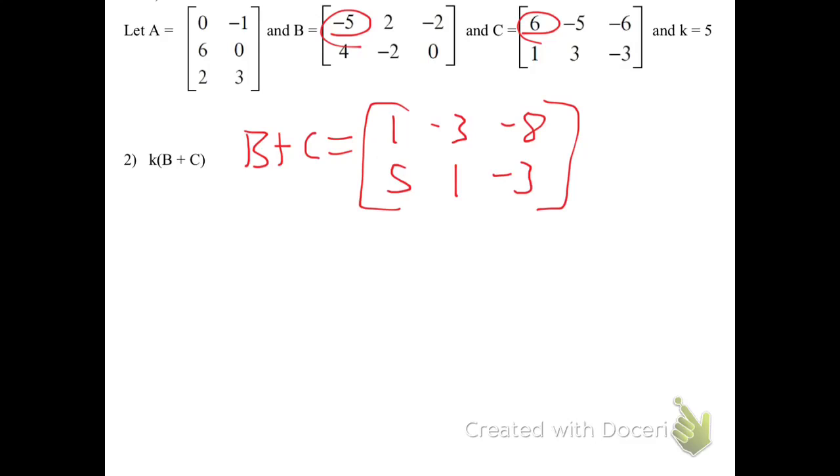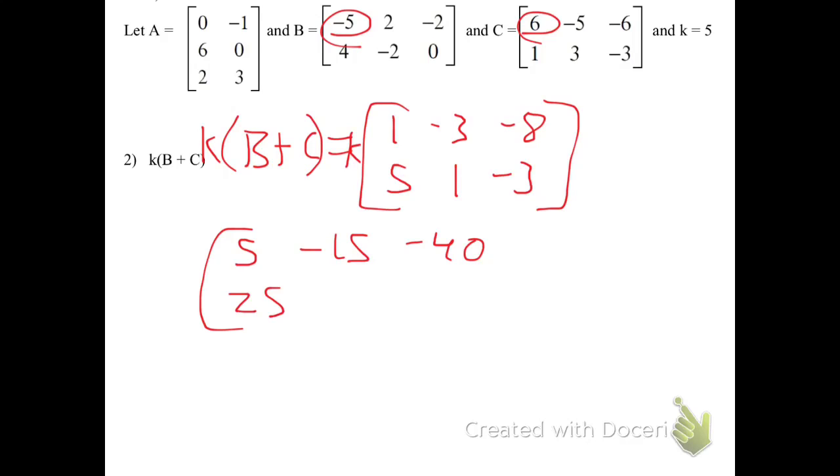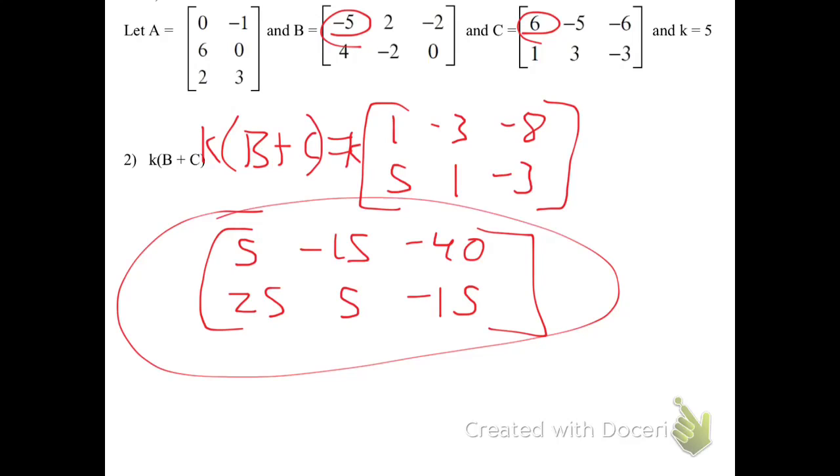So you gotta do K times B plus C. So you gotta do K times that. K in this case is 5. So you have to do 5 times everything inside that matrix. You'll get 5, -15, -40, 25, 5, and -15. And that is K times B plus C.